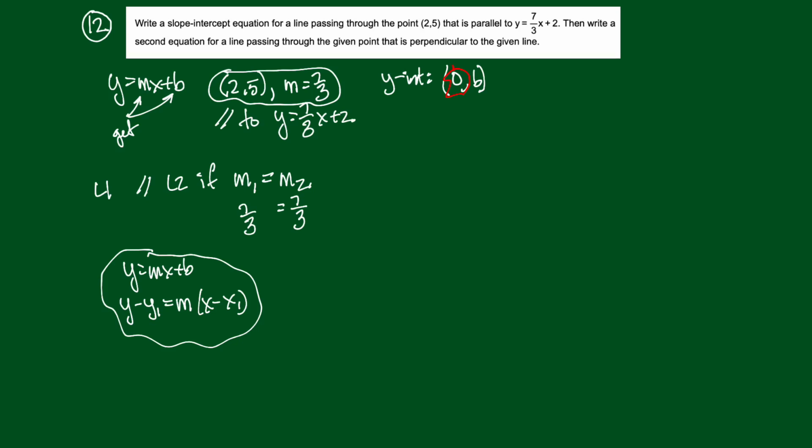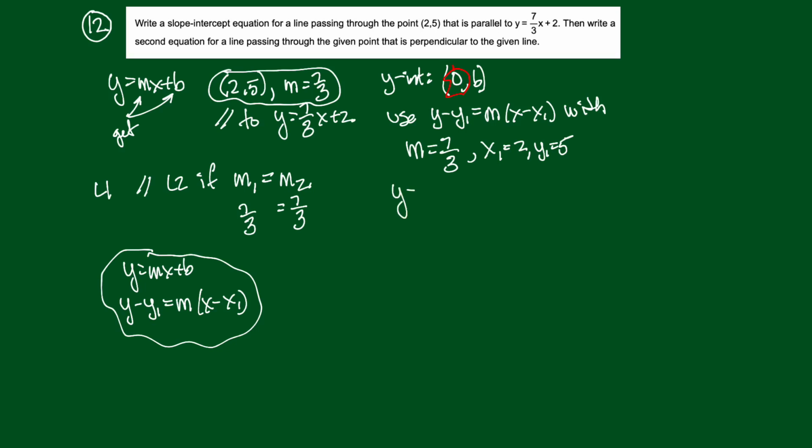All right, so here's where I'm headed. I'm going to use this form, y minus y1 equals m times x minus x1, with the information I know. m is equal to 7/3. x1, the only x value I see, is this one here, the 2, so x1 is 2, and y1 is 5. Let's substitute these values in. We're going to get y minus 5 equals 7/3 times x minus 2. Okay, let's distribute. So we'll get y minus 5 is equal to 7/3 x.